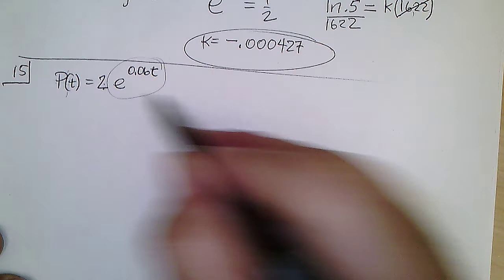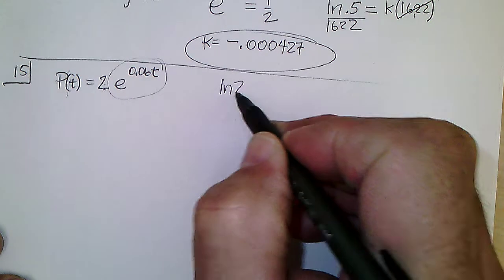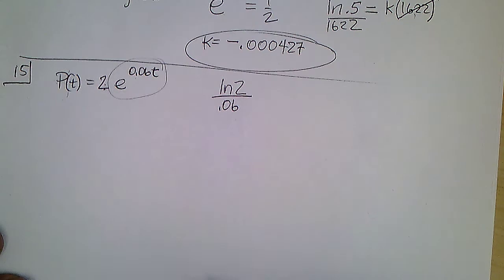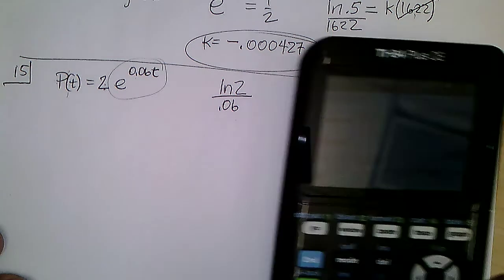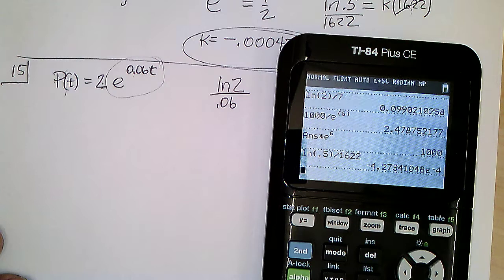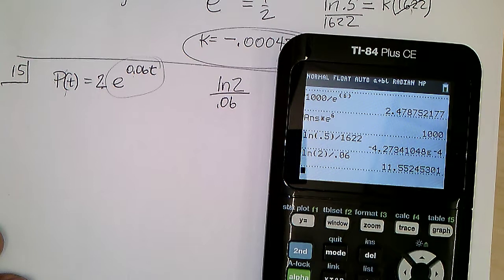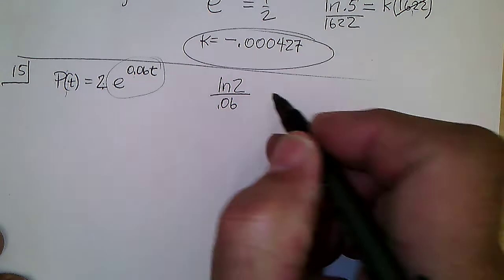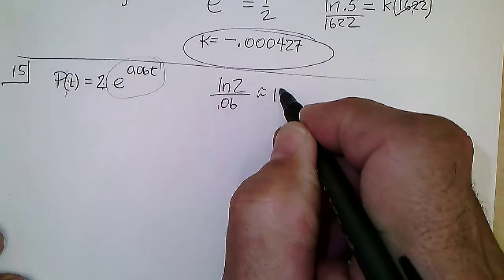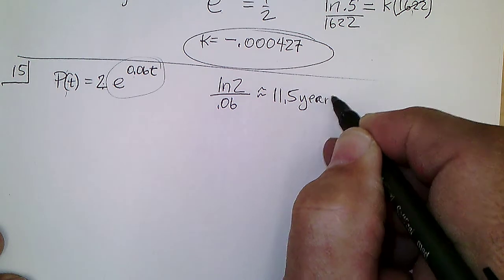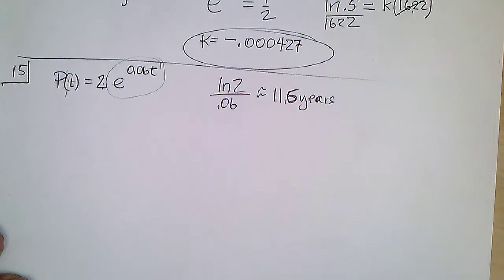And then if you do the ln, we're going to get ln of 2 divided by the k, 0.06, and that will give you the time to double. ln 2 divided by 0.06, and that's 11.5 years. Actually, that rounds to 11.6.